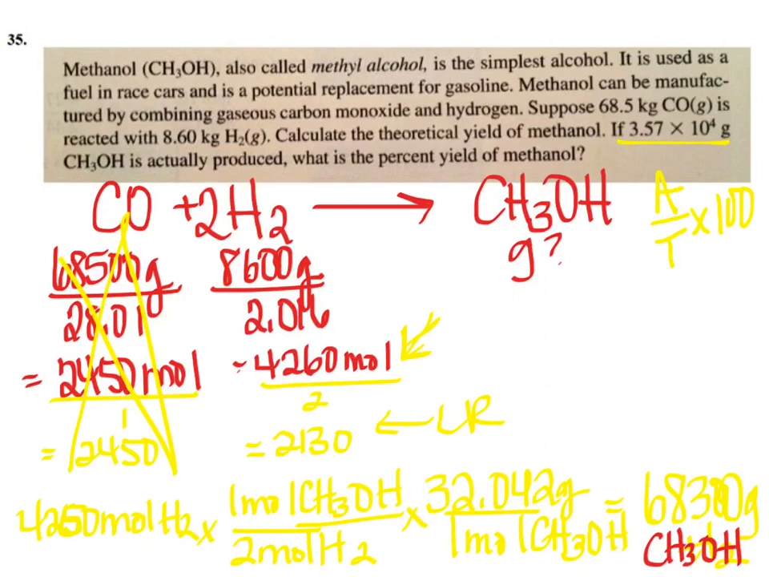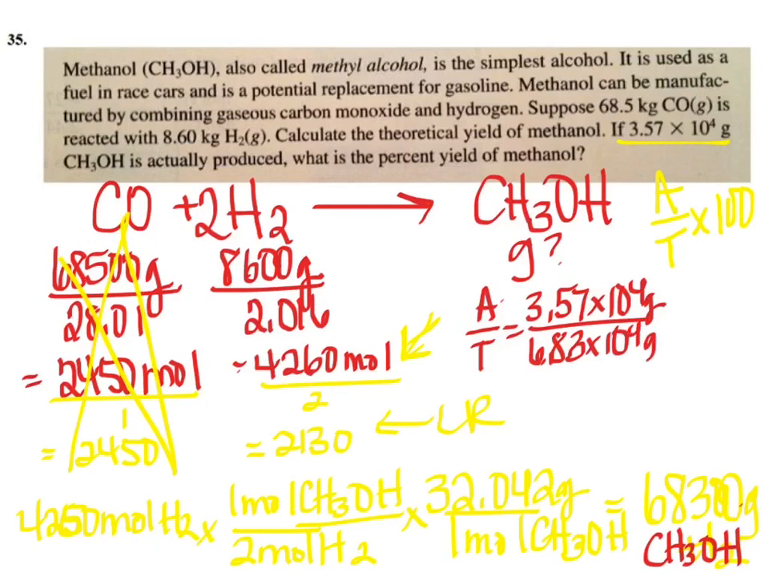In actuality, so actual over theoretical, we actually got 3.57 times 10 to the 4th grams. Theoretically, we could get 6.83 times 10 to the 4th grams, times 100. To 3 sig figs, what do y'all get? 52.3% yield.